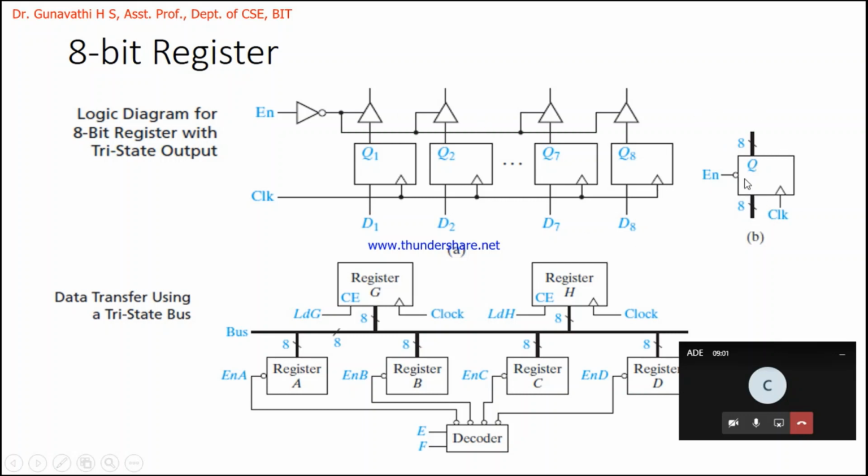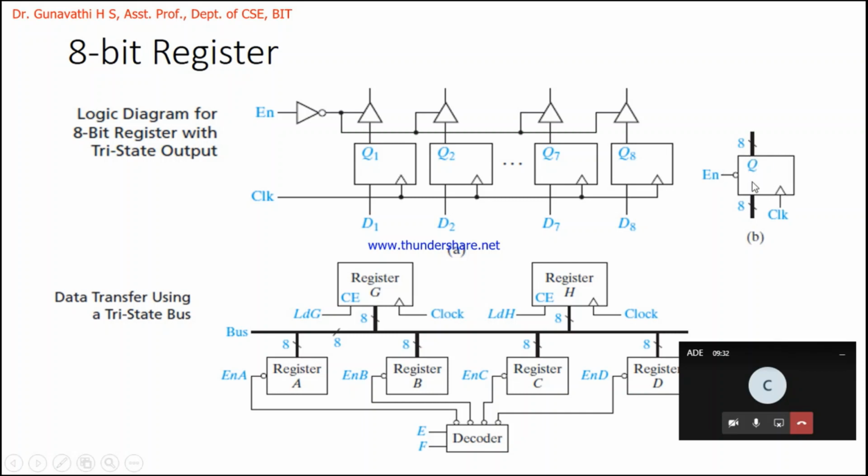The type of this register has not been specified here. You can also specify it's of type D flip-flop. So this is an active low enable 8-bit register. This is the symbolic representation of an 8-bit register with tri-state output. Is this symbolic representation clear? Instead of representing these 8 flip-flops, we have just represented them with one block.